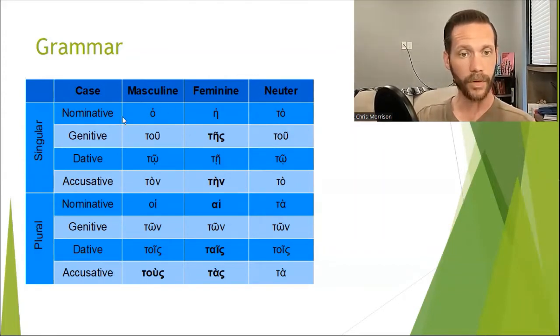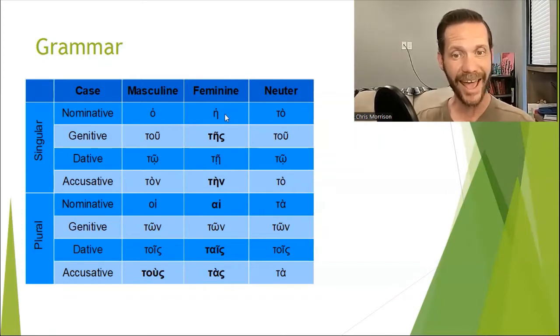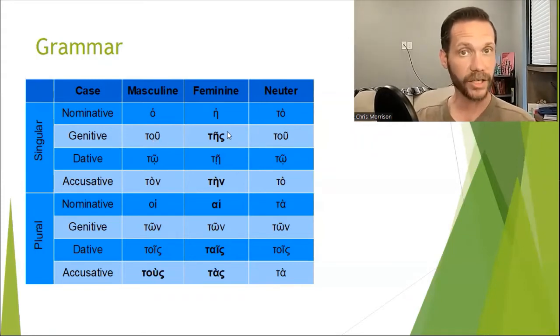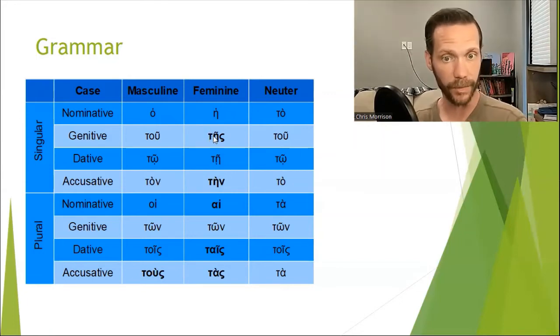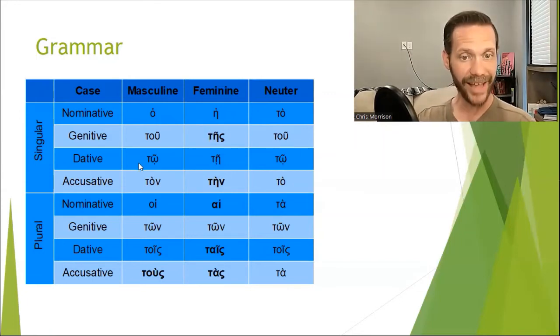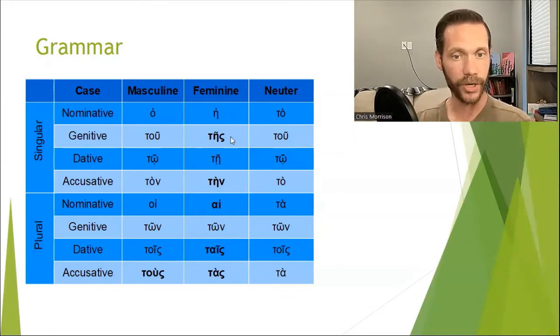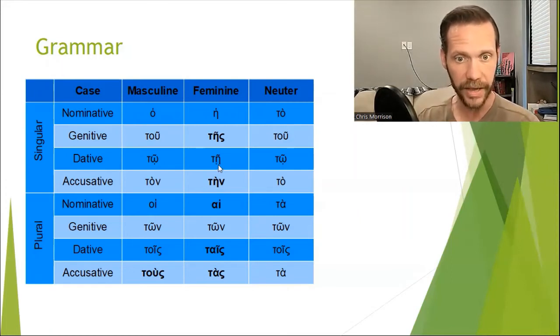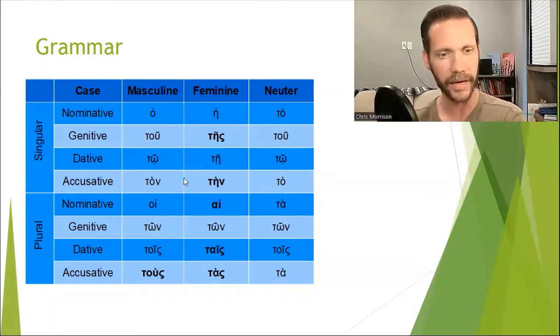So for example, if it's a masculine singular nominative, the definite article is spelled ho. If it's feminine, it's hē. If it's neuter, it's to. If it's genitive in the masculine or the neuter, it's tou. In the feminine, a genitive singular feminine is tēs. The dative in the masculine and the neuter is tō, and the feminine is tē. And notice with the tē that the little iota is subscripted underneath there. So the iota comes out from the end and is brought back under the eta.